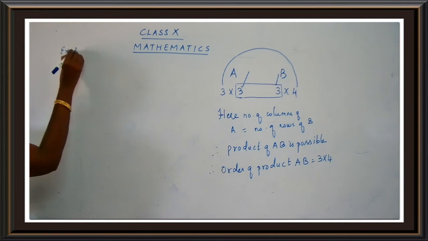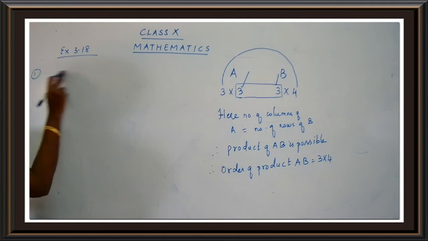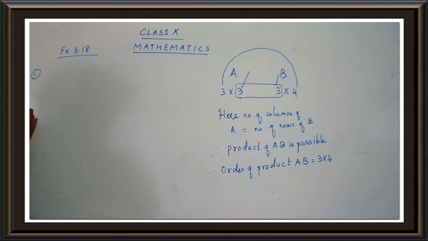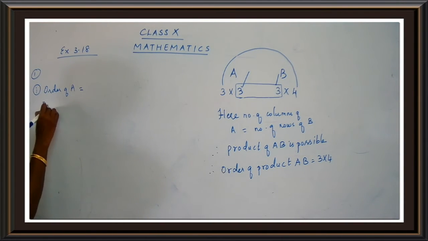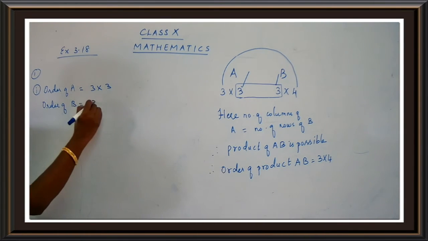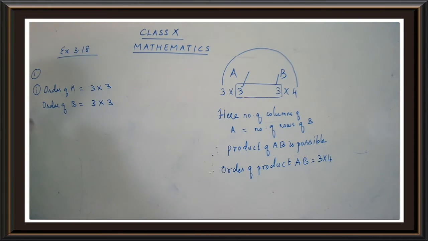This is exercise 3.18. Question number 1, you are going to write down, find the order of the product. So how are you going to write down the question? First part, order of A, order of B. What is the order of A given to you? 3 cross 3. And what is the order of B given to you? 3 cross 3. So this is how you are going to continue with the sum. Then you will write again the second question, order of A, order of B. Then again you will write the third one, fourth one, fifth one.